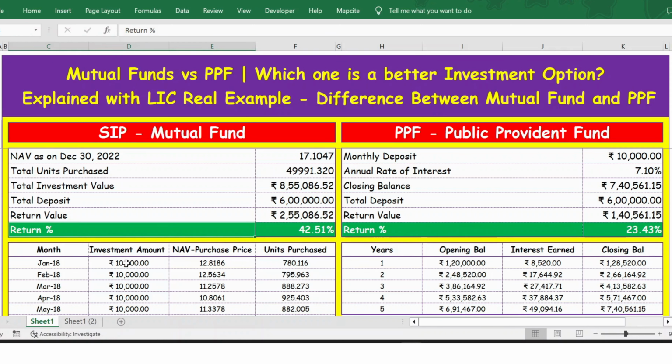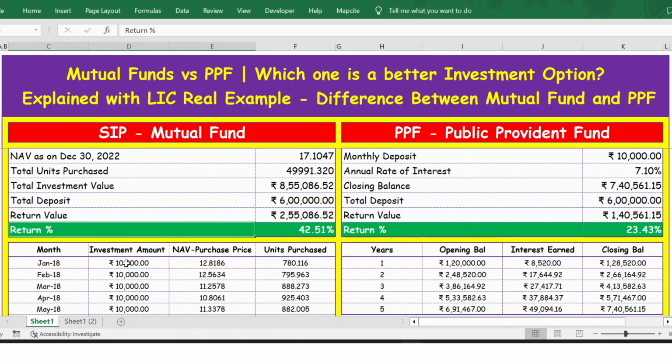So let's go to the PPF, that is the Public Provident Fund calculation. Assuming that the monthly deposit is the same thing, 10,000. Annual rate of interest is 7.10. This is the latest percentage, but again it gets revised quarterly. But yeah, I have taken the same interest rate. There could be some variation, but I assume the same rate.